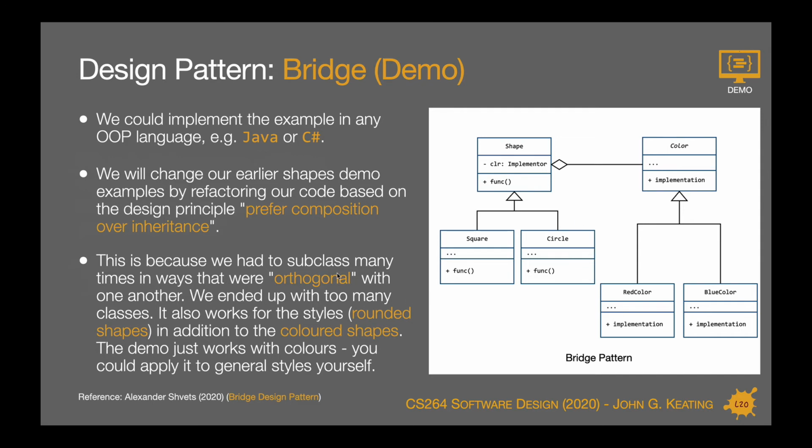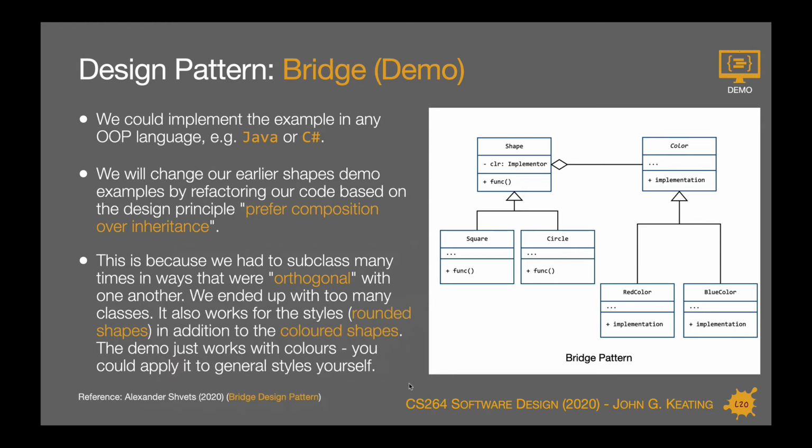And that was really because we had to subclass many times in ways that were orthogonal to one another. So that meant we could end up with too many classes. So it also works for styles, okay? As I said, rounded shapes, in addition to colored shapes. This demo that I'm going to look at now just works with colors, but you could apply it to general styles yourself if you wish.